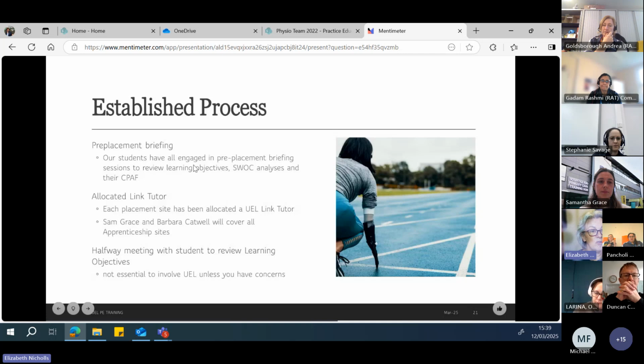On the undergraduate course and on the apprenticeship, each trust is linked with a member of staff from the University of East London. On the apprenticeship course, that will be exclusively Sam and/or Barbara. On the undergraduate course, you should have seen on the emails that are coming out the name of the link tutor. If you don't have that, either get in touch with your PEF, or if you don't have the information from the PEF, again, please do contact us, because we will be happy to share that with you.